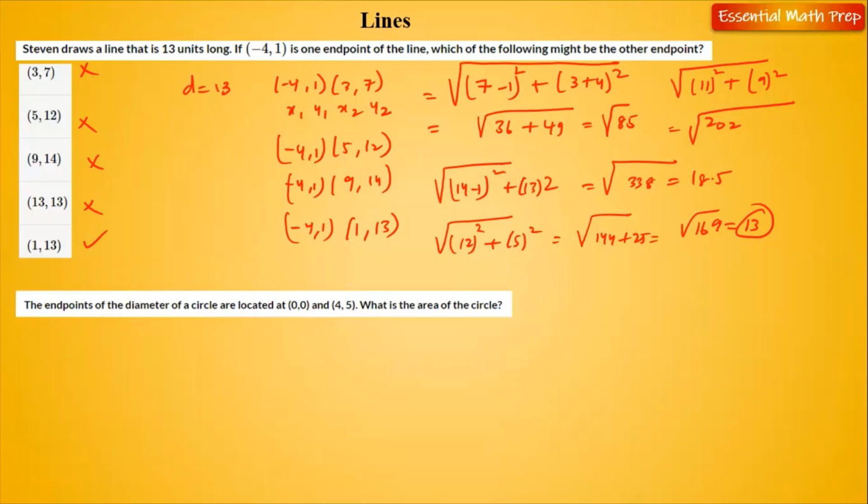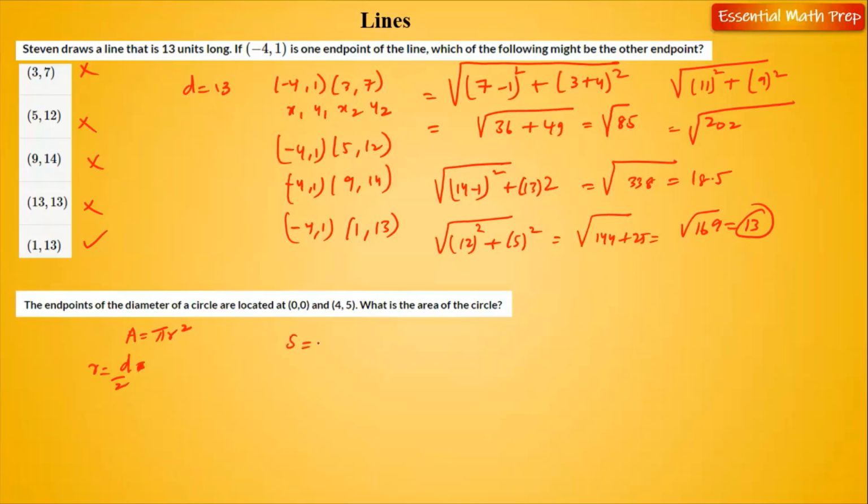We know the endpoints are given, which means we have to figure out the diameter. Once we figure out the diameter, we can divide by 2 to determine the radius, from which we can determine the area of the circle. So for those of you that don't know, area of a circle is pi r squared. So we need to first figure out the diameter. The radius is diameter over 2. Our diameter is 2 times its radius.